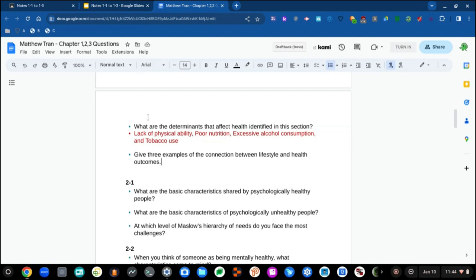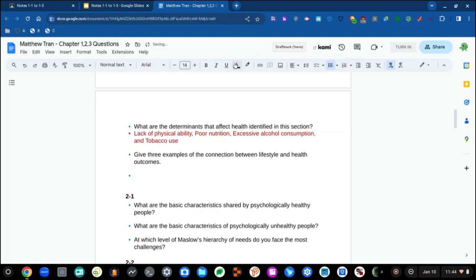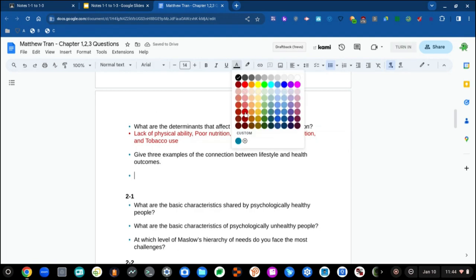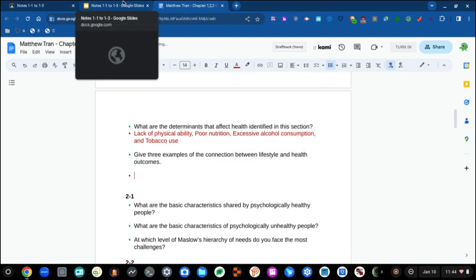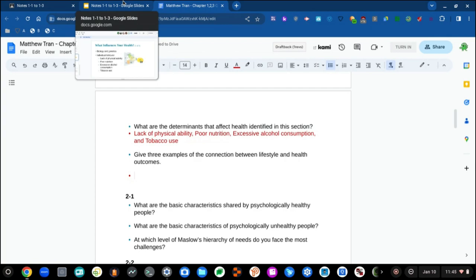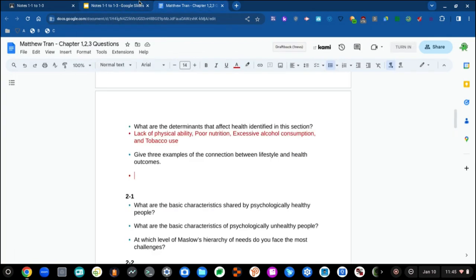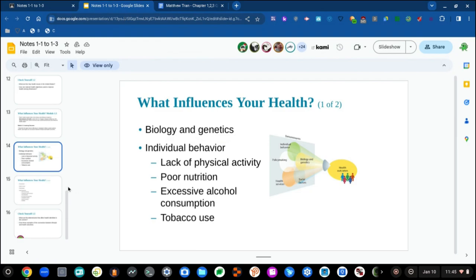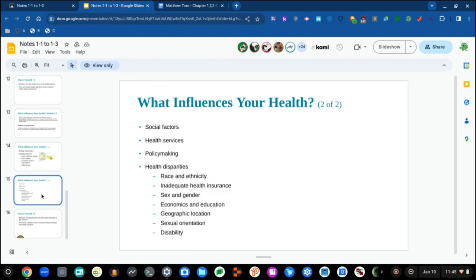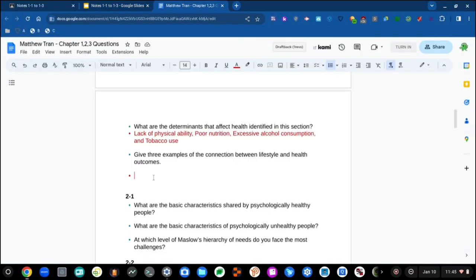Okay. What is an example of a connection between lifestyle and health outcomes? So let me just ask somebody here. Well, what do you think? What's an example of things that you do in your lifestyle that might affect your health? Junk food? Yeah. Like what? Like a bunch of chips and sodas and sweets and things like that, right? Yeah. Bunch of snacks, right? Snacks are good. I mean, salty chips and sugary drinks.